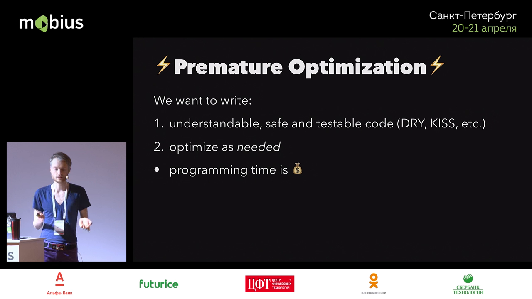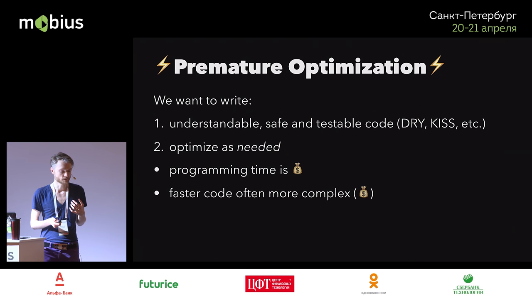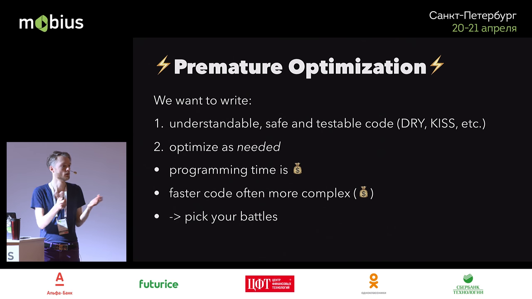And like I said, programming costs time. If you spend a lot of time optimizing something that's really not important, you're wasting your company's time, or you're wasting your own time. And also, you have to mind faster code often is more complex. I will give you some examples in a minute about this. So the important point to learn here is pick your battles, know when you have to spend some time on something and when you should really not spend time on it.